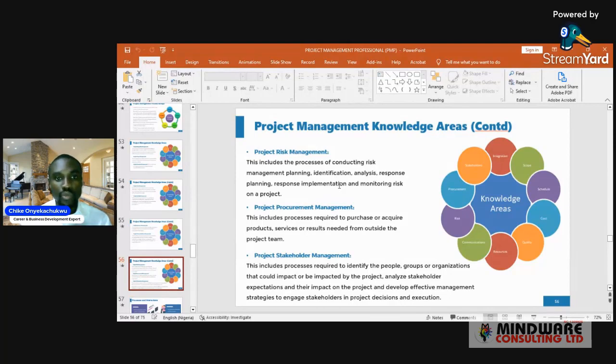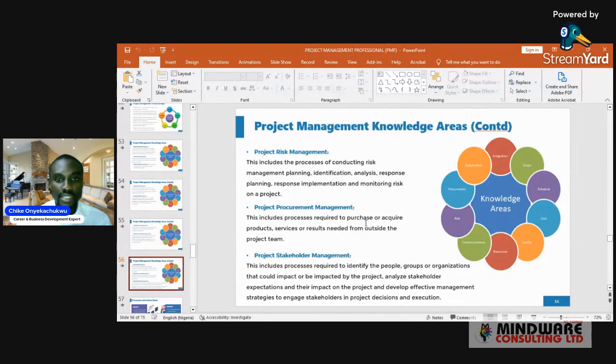And that's where we have response planning. You have to plan your response when any of these things come up. How are you going to respond? All right, how are you going to implement that response? How are you going to mitigate the risk to ensure that it doesn't actually stop your project? Okay. So next is project procurement management.